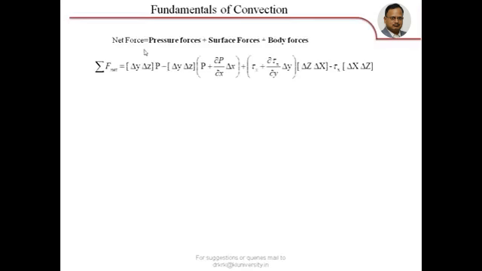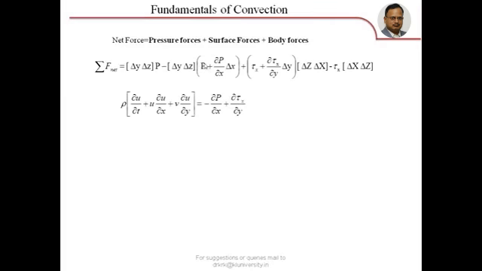So net force is equal to pressure force plus surface force plus body force. That is pressure force P into del y del z, minus P plus dou P by dou x del x into del y del z, because this is acting in the negative x direction, minus is introduced. Then tau x plus dou tau x by dou y del y into del z del x, this is acting in positive x direction, so plus, and minus tau x into del x del z, because this is also acting in negative x direction, it is minus.